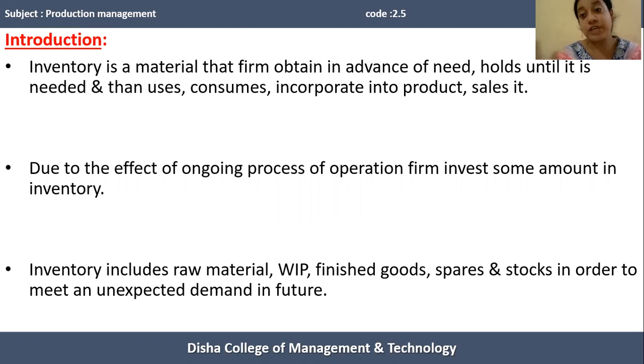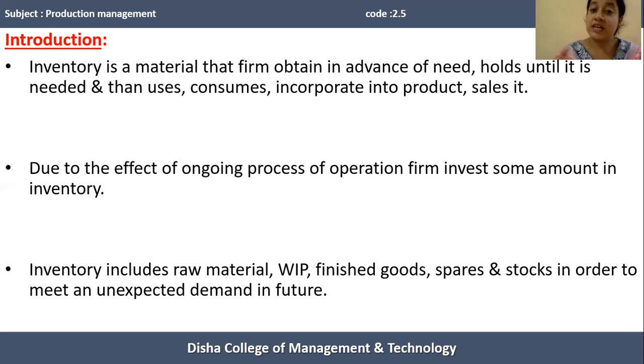Means before the production starts, the organization procures certain items, and after procuring, the firm stores them in its warehouses. Whenever there is a requirement, the firm uses and consumes these items, and by consuming these items, the firm manufactures a unique product, and after that, the firm sells it to the consumers. So, whatever items or materials are necessary for producing a particular product, we can say those items are inventory.